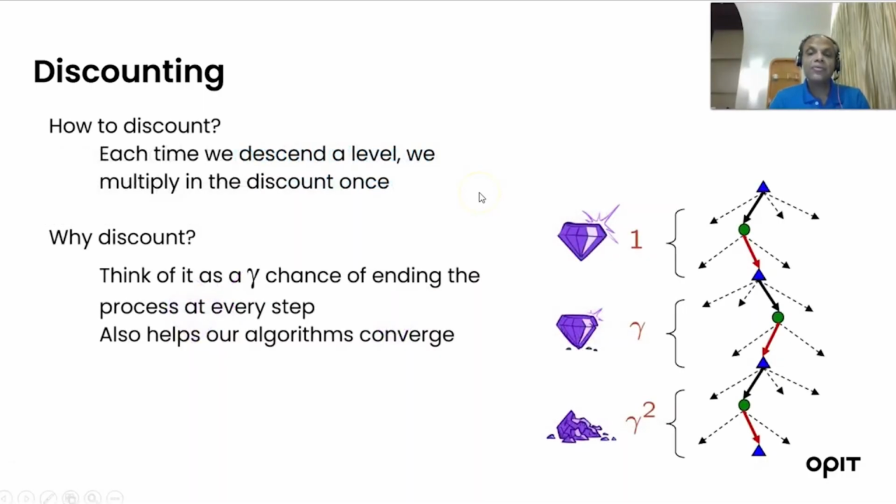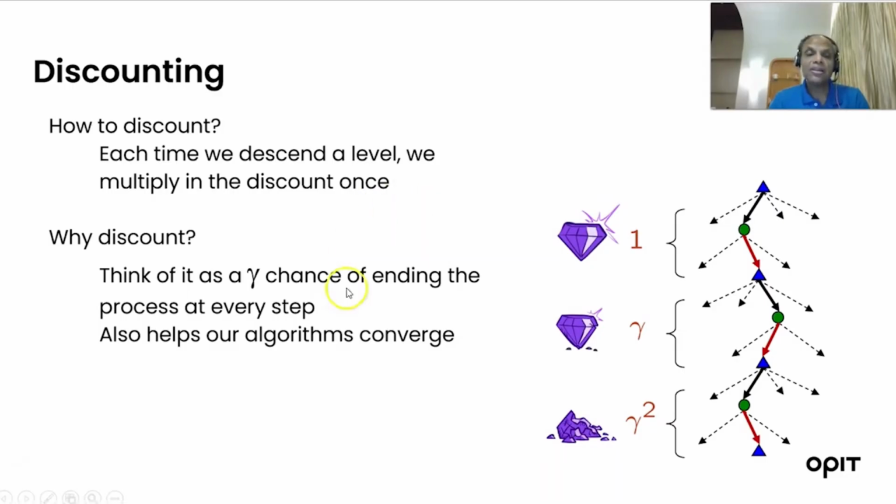So the way we decay these rewards is by associating a discount factor, which we saw on the previous slide. Each time a robot takes a step, or we say descend a level in the search tree, we multiply the reward by the discount factor once. So at the first step it will have 1, in the second step it will have gamma, in the third step gamma squared, and like that gamma to the power of k in the k plus 1th step.